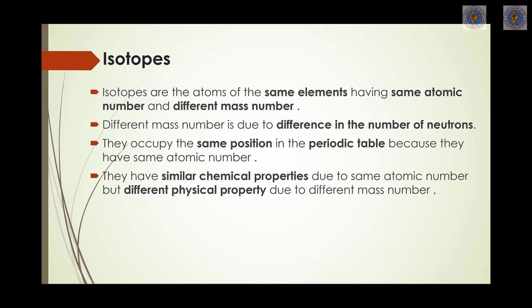Neutrons are present in the nucleus, as we know. Isotopes occupy the same position in the periodic table. Why, children? Because they have same atomic number, and the arrangement of the elements in our modern periodic table is based on atomic number. They have similar chemical properties due to same atomic number but different physical properties due to different mass number.